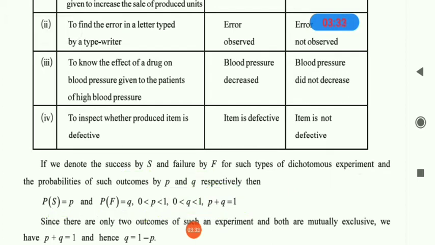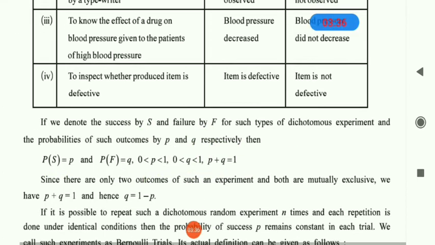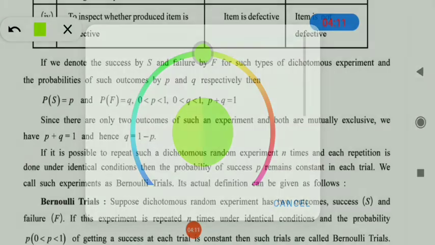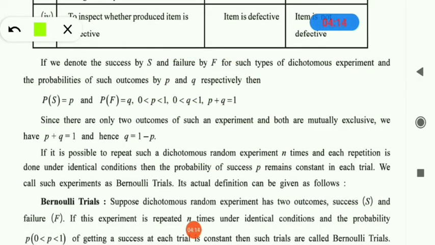Is it clear? Now, since there are only two outcomes of such an experiment and both are mutually exclusive, we have p plus q equals 1, yes or no? And hence q equals 1 minus p. If it is possible to repeat such a dichotomous random experiment n times and each repetition is done under identical conditions, then the probability of success p remains constant in each trial. We call such experiments Bernoulli trials.